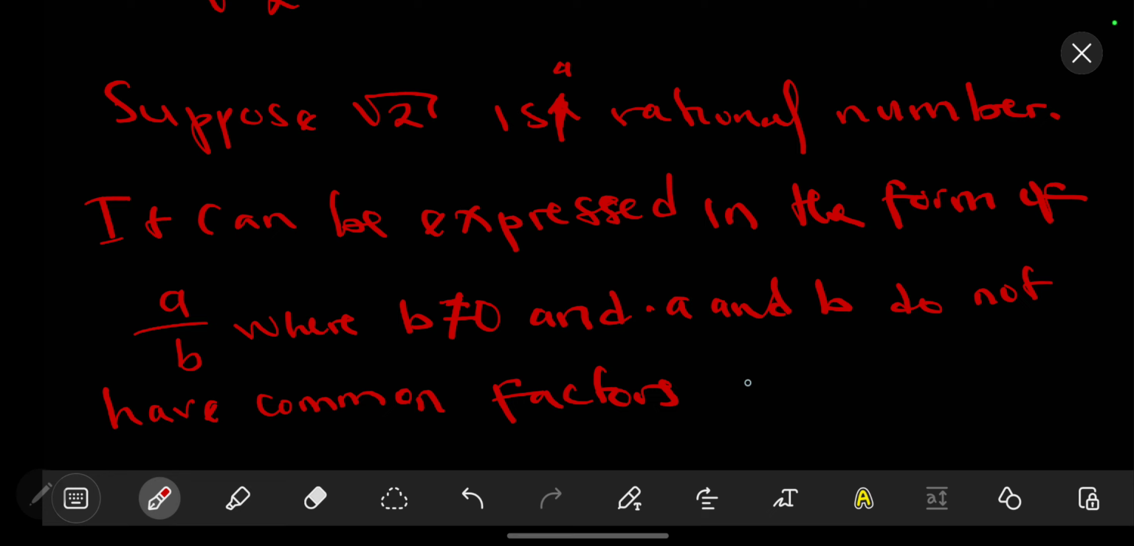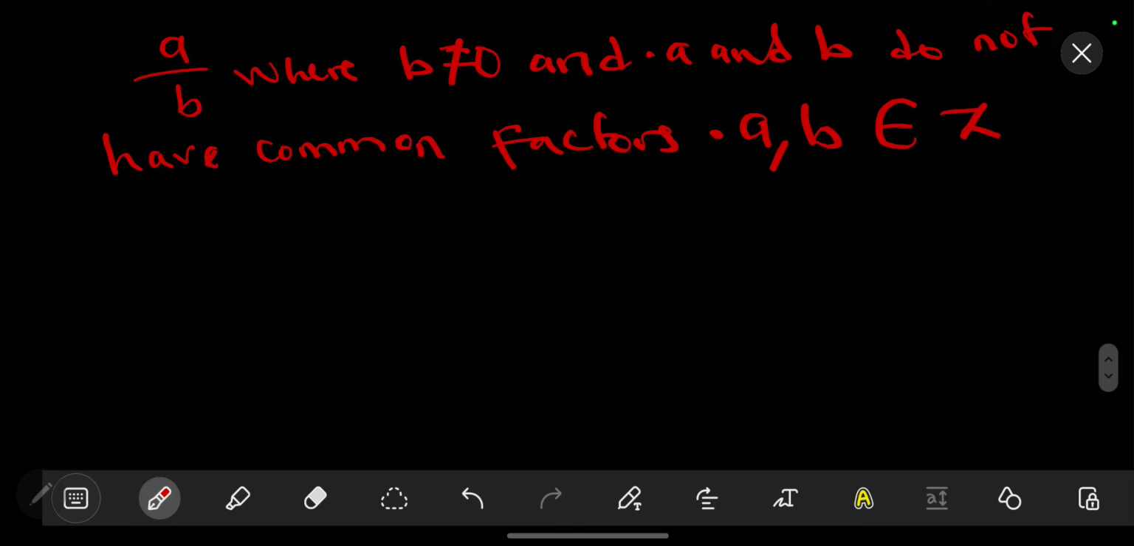The other condition is that both a and b should be members of the integers. That's our symbol for integers, Z, meaning a and b can be negative or positive, let's say -1, -5, whatever. So they must be members of the integers. Now, with that considered, after writing that statement, we can equate the square root of 2 to a over b.